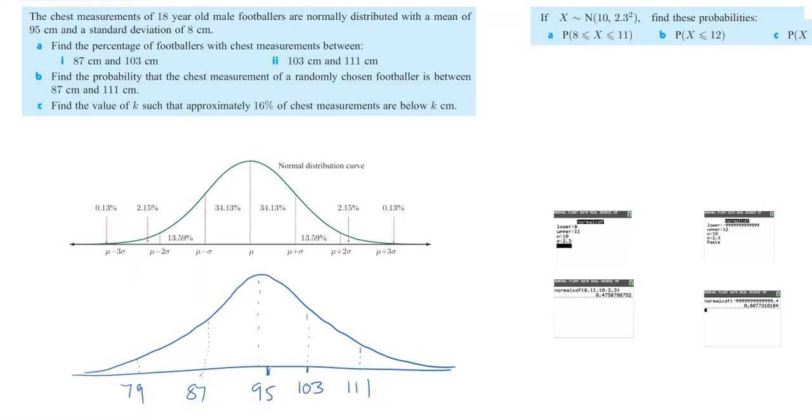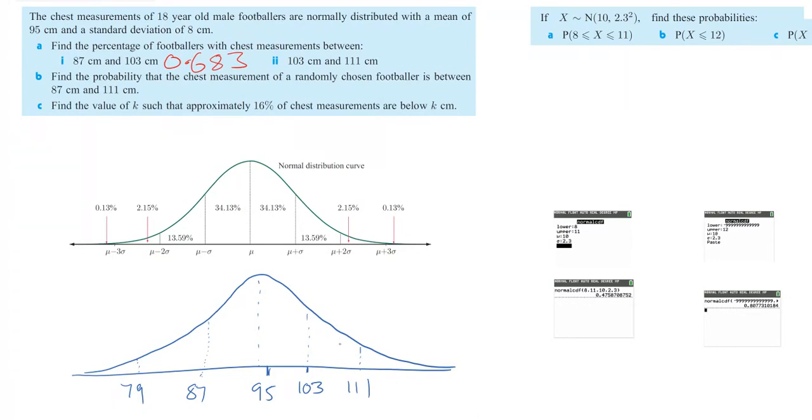So A, find the percentage of footballers with a chest measurement between 87 and 103. Well, on our picture, we're looking at all of this, aren't we? And if it's normally distributed, we can use our values there to work it out. So our answer for this one is going to be, as a percentage, 68.26%. As a decimal, it will be 0.683.